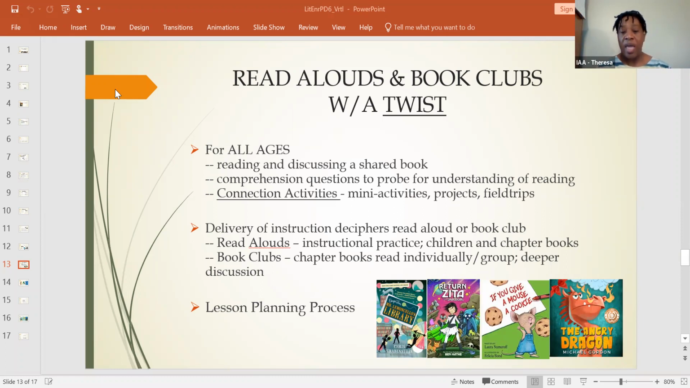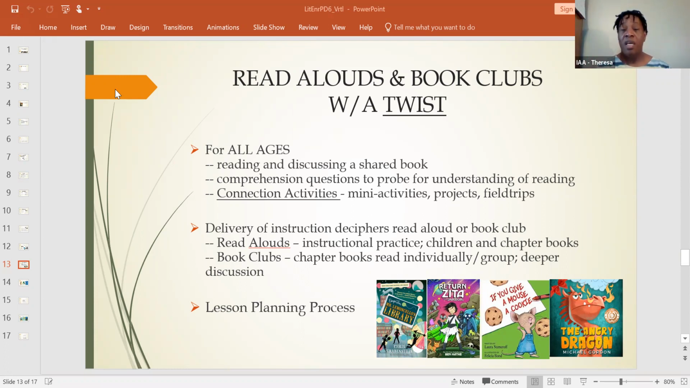So today I'm going to share two processes that you can use to quickly put together some read alouds or book clubs. The first process is based on a children's storybook, and that's four steps. The second process is based on a chapter book, and that's three steps.